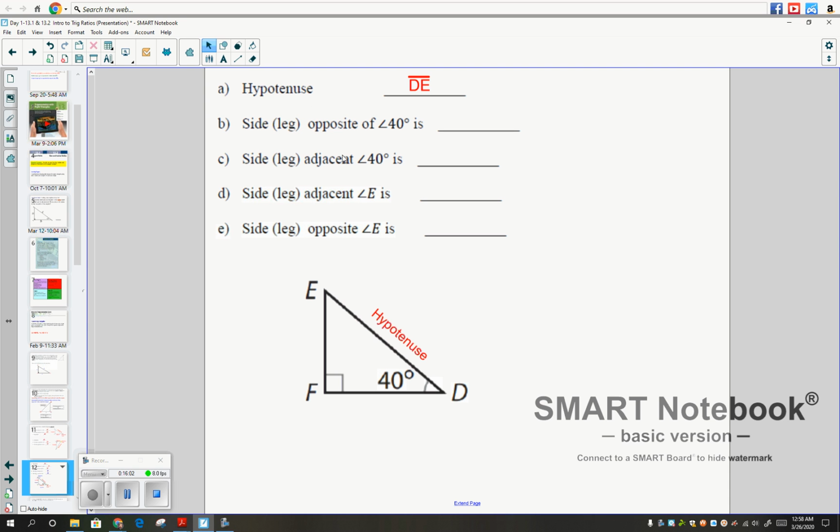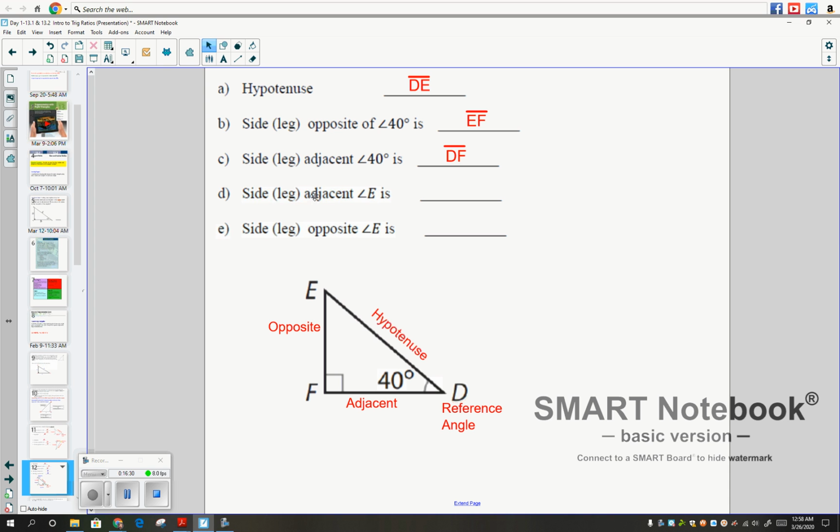Now, the first two questions refer to angle D, so I'm going to call angle D my reference angle. Which side is opposite of that 40-degree angle, which is angle D? Right here, it's across from it, EF. That means DF, which is down here in the bottom, that is my adjacent side.